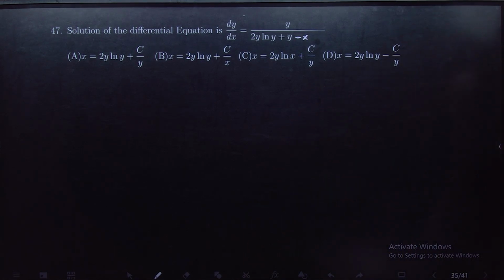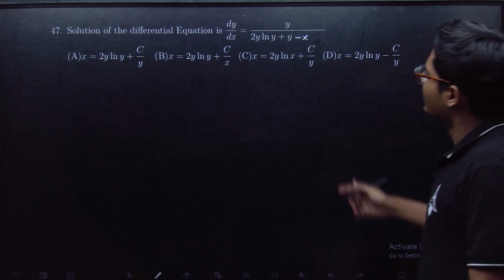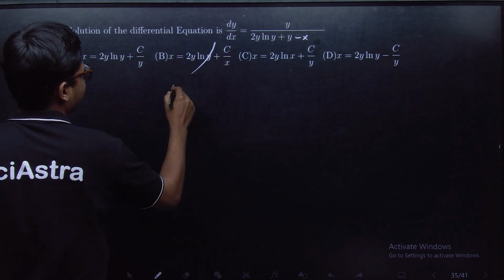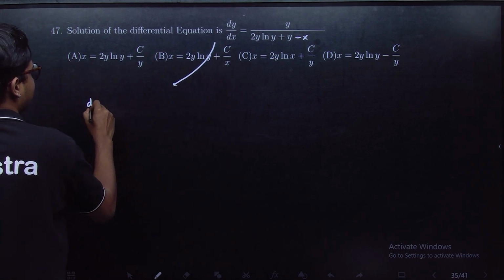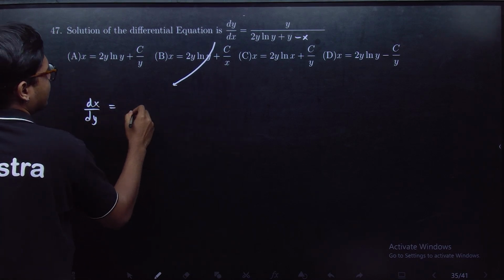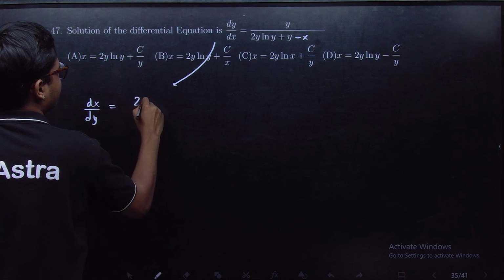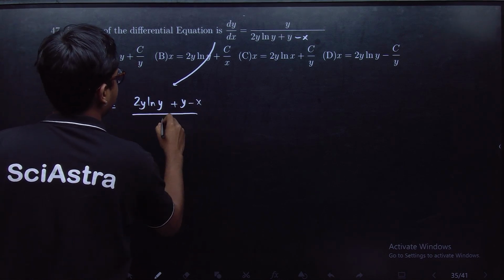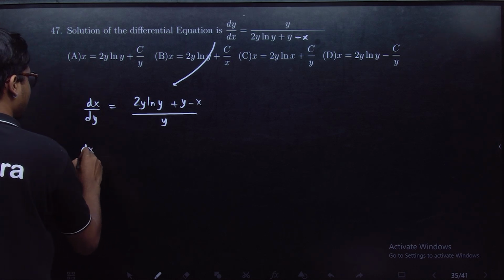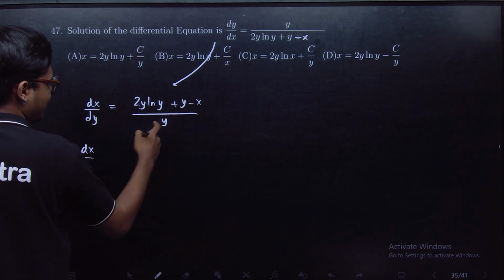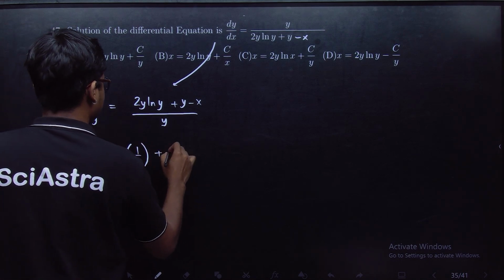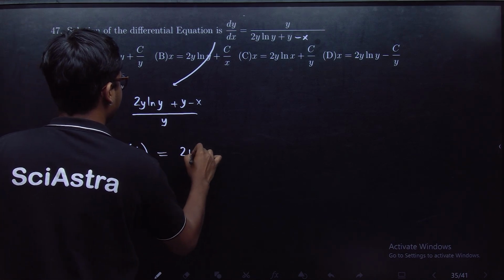So next question is find the solution of the differential equation dy by dx equal to y by 2y ln y plus y minus x, right? So obviously this looks in a complicated form, so I can rewrite this as dx by dy is equal to 2y ln y plus y minus x divided by y, which can be rewritten as dx by dy. If I bring this minus x by y to the left hand side, I'll get dx by dy plus x times 1 by y is equal to 2 ln y plus 1.